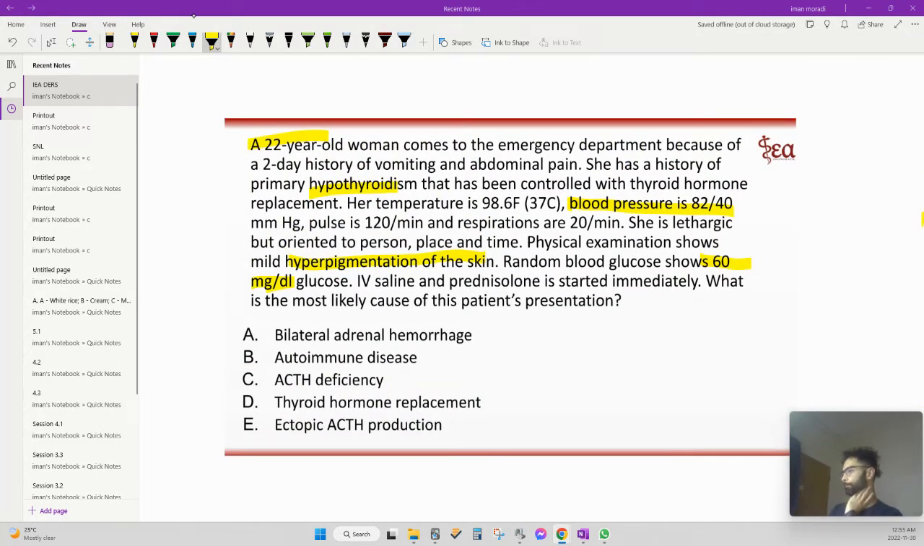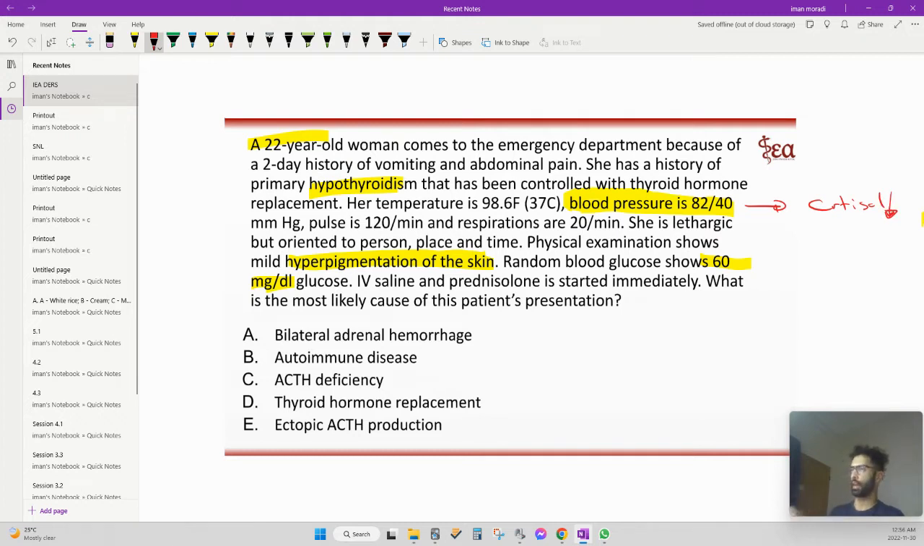A 22-year-old, hypothyroid, super low blood pressure. She's lethargic, hyperpigmentation of skin, right? Okay. So low blood pressure, in the context of endocrine that you're doing, made me think that, for some reason, cortisol is low, right? This is important. Know this, right?